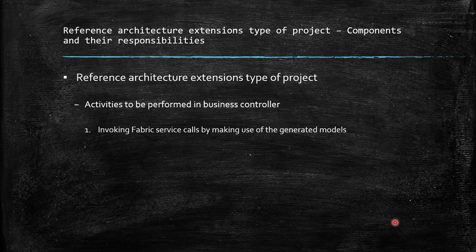So these are the various components that we have in a reference architecture extensions type of project and the responsibilities of each component. Rather, we can also say that as a developer, these are the types of activities you have to implement as part of each of these components present inside the reference architecture extensions type of project.